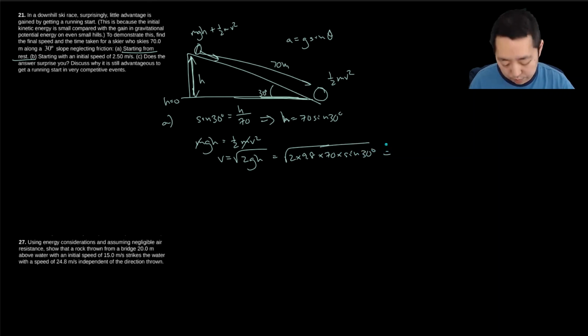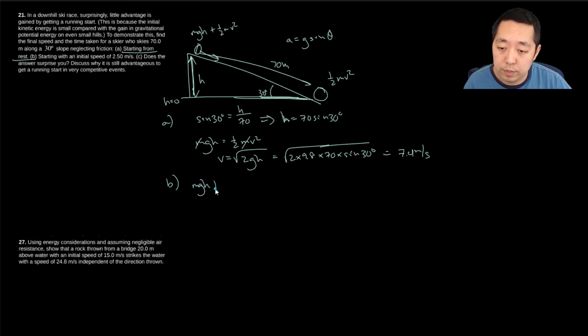2 times 9.8 times 70 times sine of 30 degrees. Sine of 30 is 1/2. That gives 7.4 meters per second. And then B, he starts with some energy. So now we're going to say he starts with some initial kinetic energy, with v naught squared. Just to be clear.